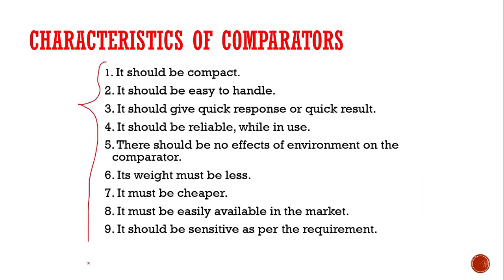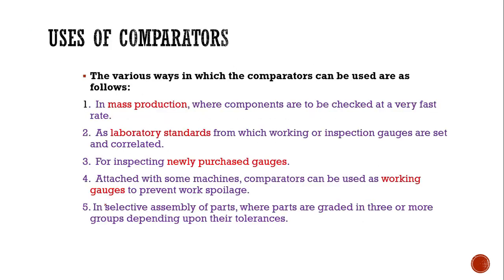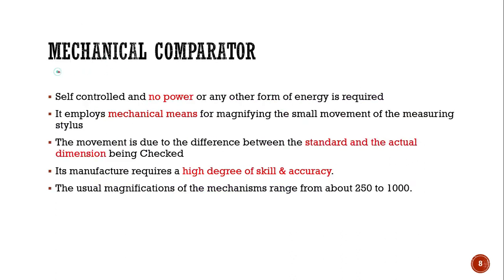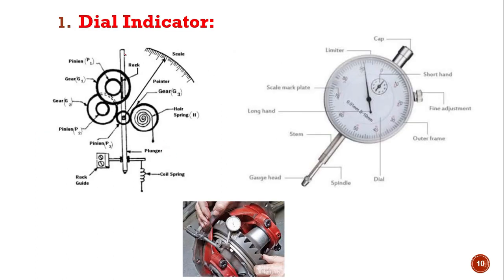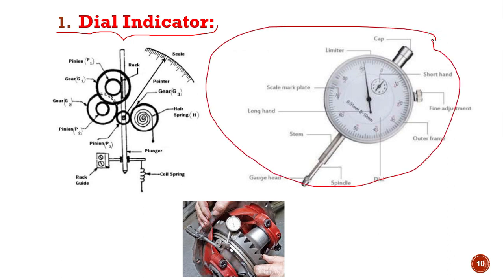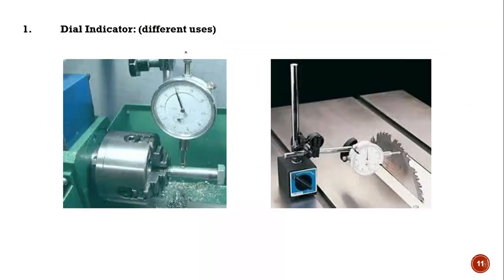This is the general characteristics of comparators. Then we have seen different applications or uses, and we have discussed mechanical comparators in detail. Basically, mechanical comparators can be divided into these types: dial indicator, Johnson microcator, reed type comparator and sigma comparator. We have seen the dial indicator, its working and its constructional details. These are a few practical examples.